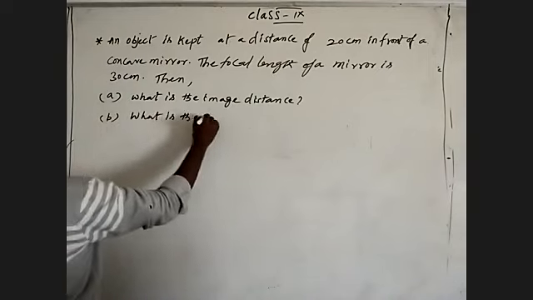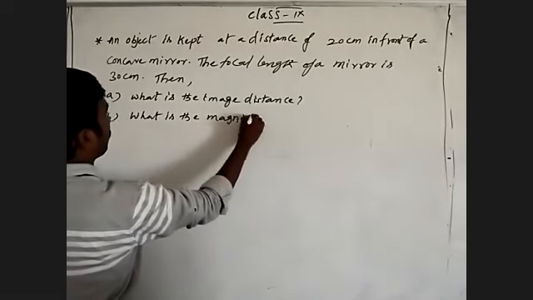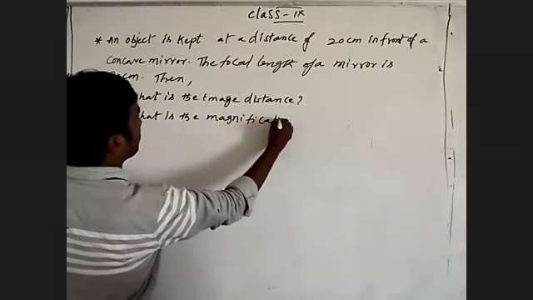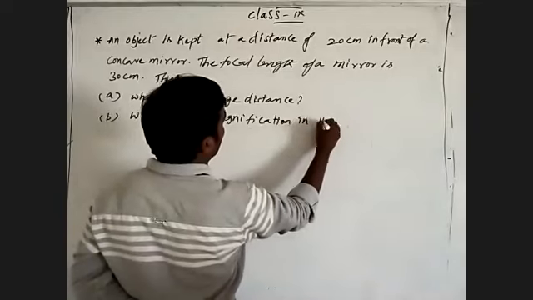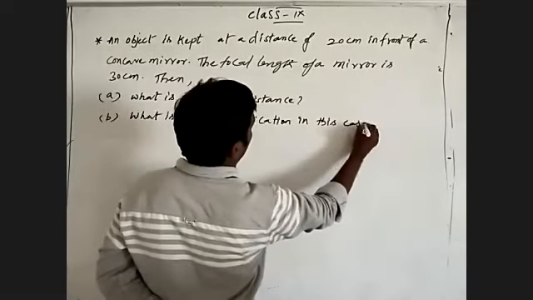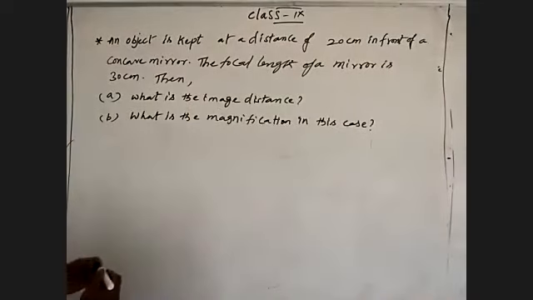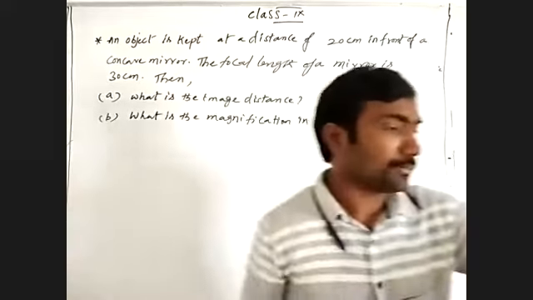What is the magnification in this case? These are the two questions. What are those two questions? See carefully, how much we got for magnification in this case, and also what is the image distance. Can you solve that?